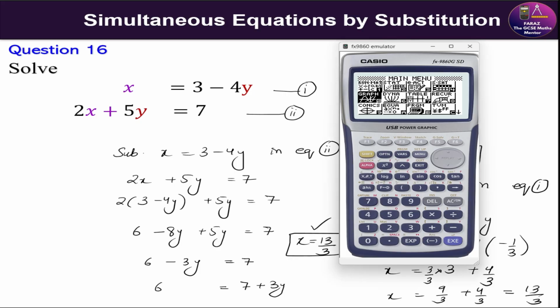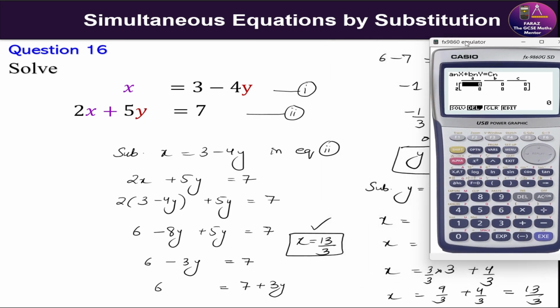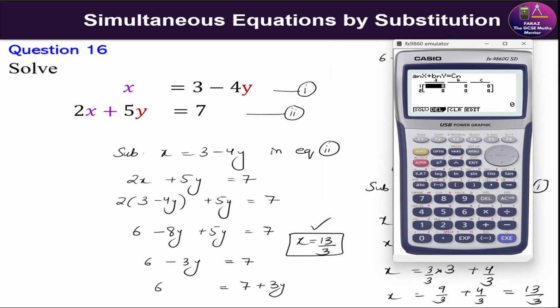Now you can verify your answer with the help of a calculator. Press simultaneous equation. Number of unknowns are 2. But here is the issue. The thing is that this equation is not arranged in x and y and a constant. So you have to rearrange equation number 1 to put it in the calculator.